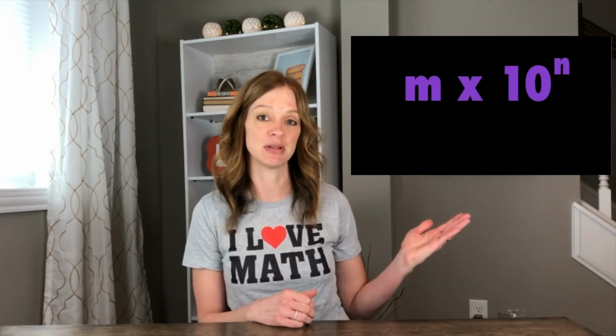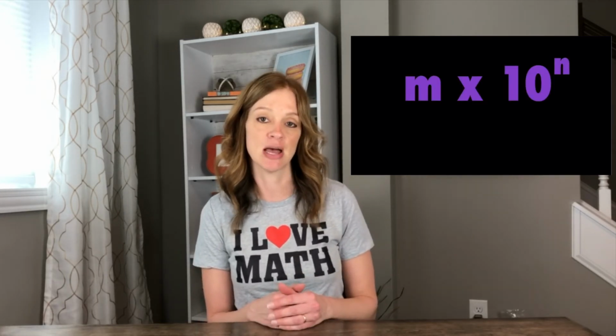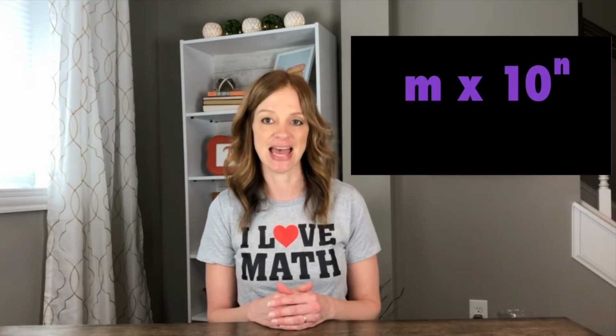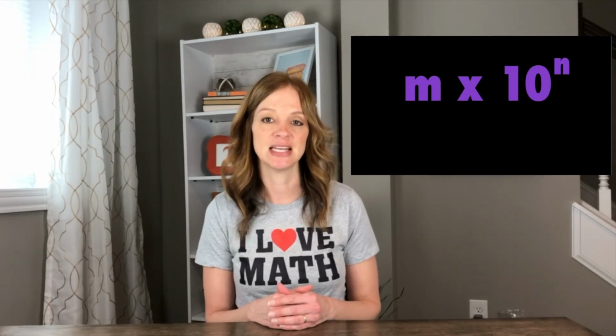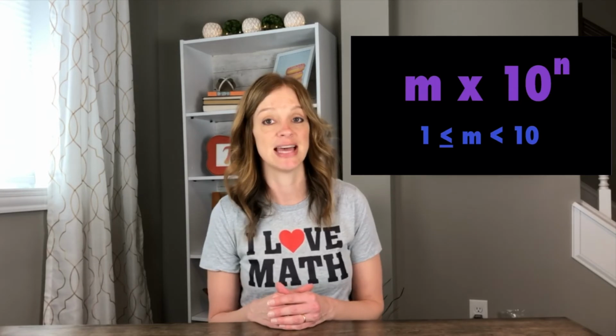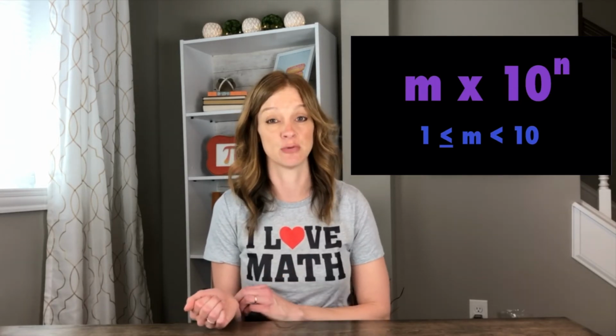For today's mini lesson, we need to take a look at scientific notation. What scientific notation is basically a standard way of expressing a number that's either really, really big or really, really small. As you can see, scientific notation can basically be written as m, a number m, times 10 to the n. M is a number between 1 and 10. That is the standard form.